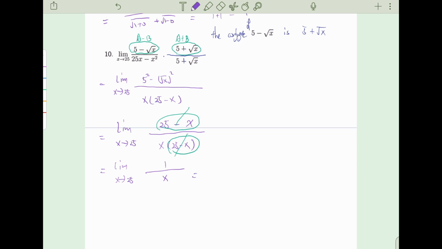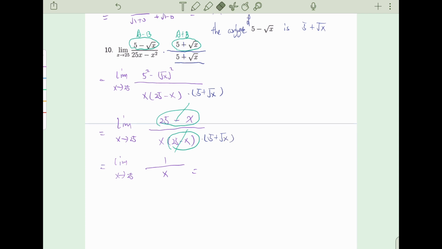So that is 1 over 25. Oh, actually I forgot to multiply with the other guy here. My bad. So I forgot to multiply this guy here, 5 plus this one, that was originally inside the expression. So let me do it. This is 5 plus.